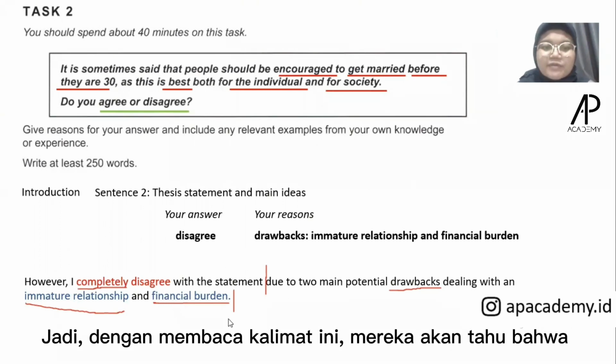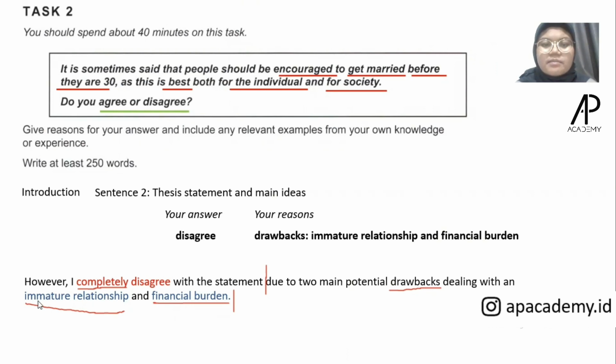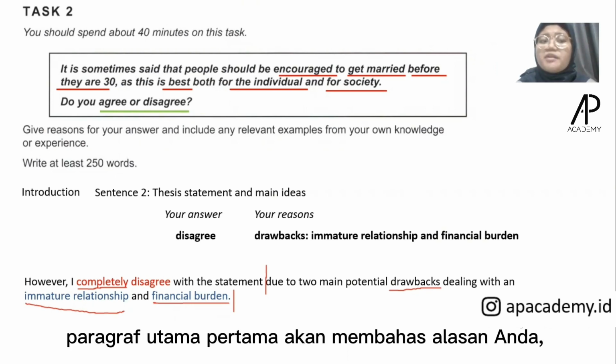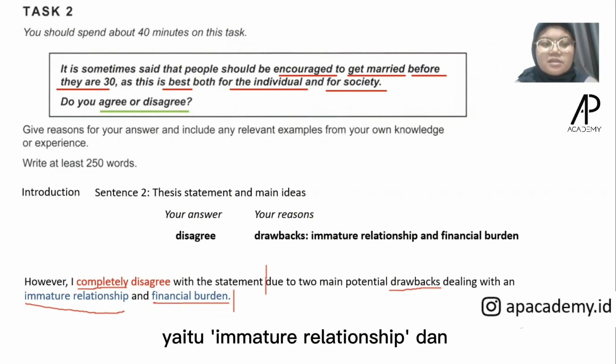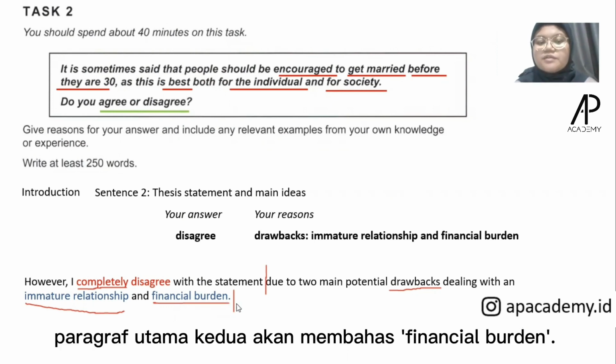So by reading this sentence, they will know that main body paragraph 1 is all about your reason, which is immature relationship, and body paragraph 2 is all about financial burden.